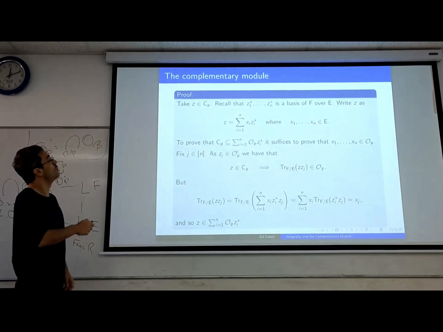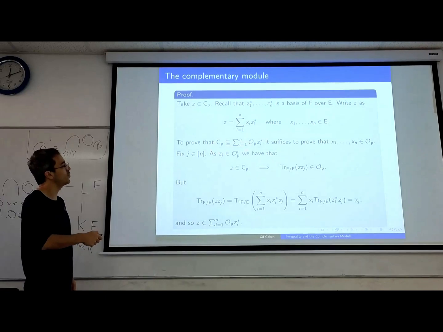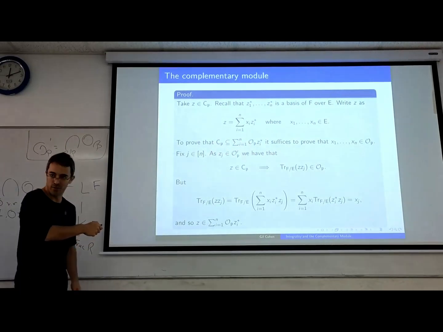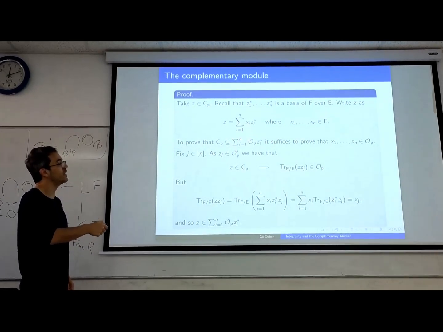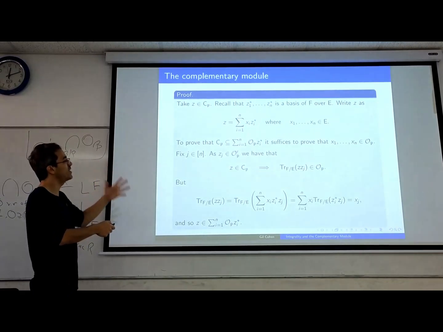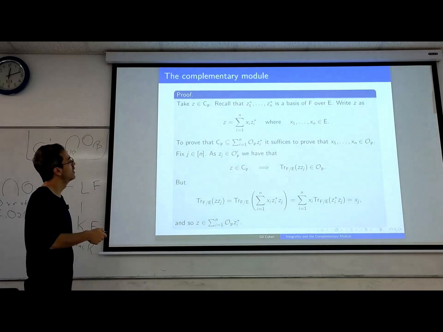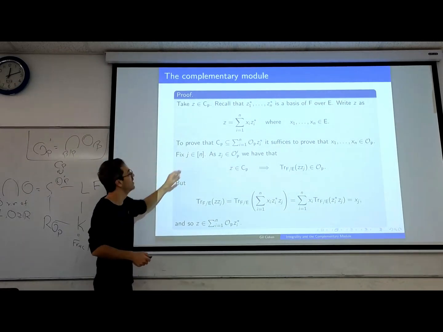Now, if I want to prove that Z is in CP, namely that Z is here, because Z is a general element in the complementary module, so if I want to prove that Z is here, compare these two, I want to prove that the xi's are in OP. Right, because that's what I want to do. So let's just do that. Let's prove that each xi is in OP. So each xj is in OP. So let's fix an xj.